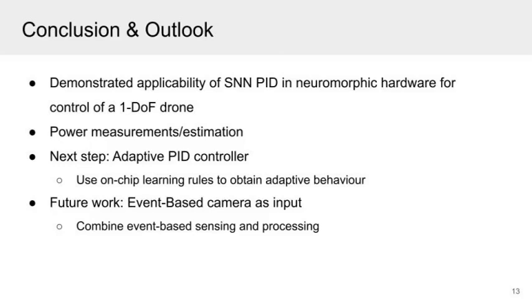The next step would be to apply on-chip learning for the synaptic weights represented by the PID gains. This would make the drone tune the PID gains itself, as well as adapt to external disturbances such as added weight or malfunctioning actuator in case of a redundant rotor setup. Furthermore, event-based neuromorphic hardware is ideal for processing event-based sensory input, such as from an event-based camera. Therefore, we aim to further explore this field.